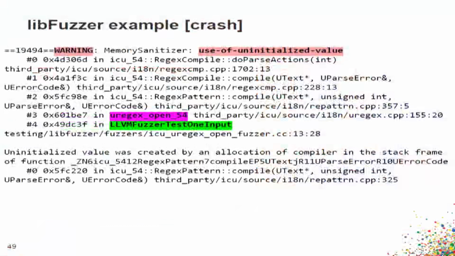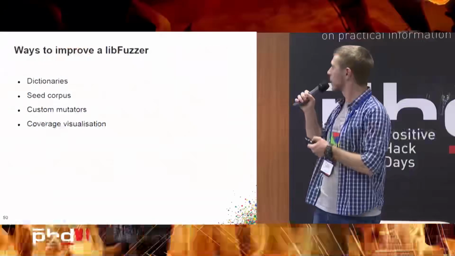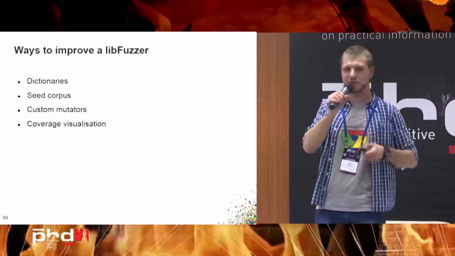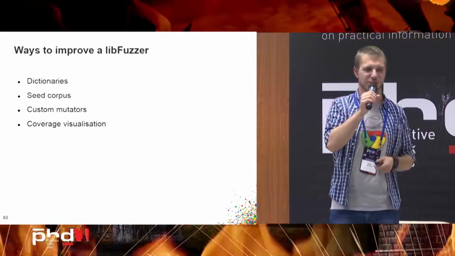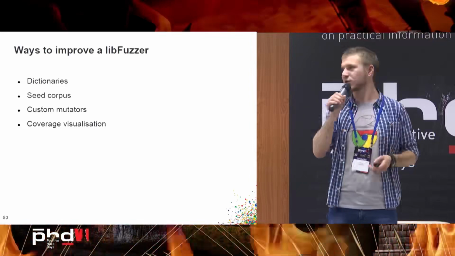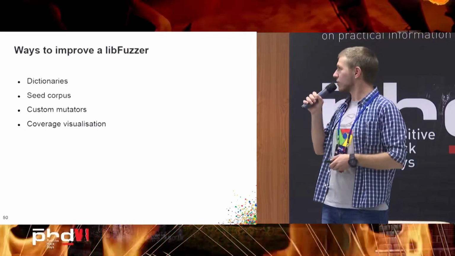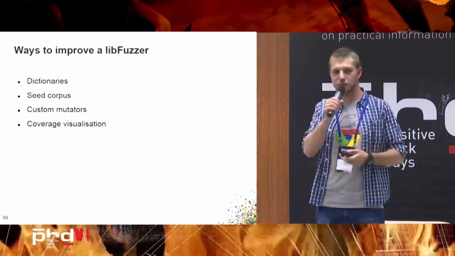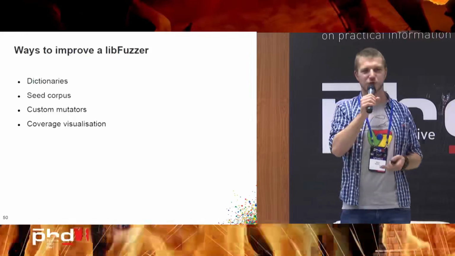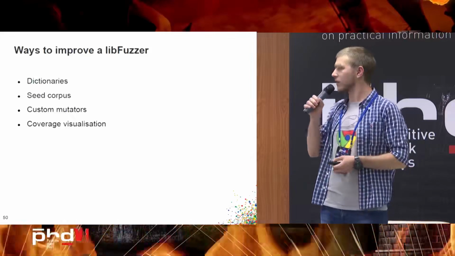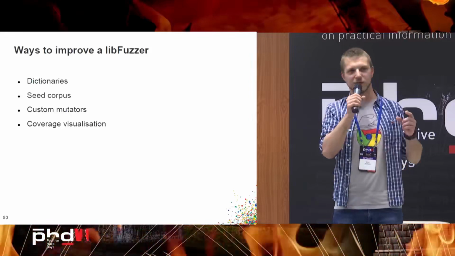It actually works, and this is a real example. That fuzzer found a bug like this: you found a call to a kind of undocumented function in a third-party library. Well, you can still improve LibFuzzer. You can, for example, build better dictionaries for it.